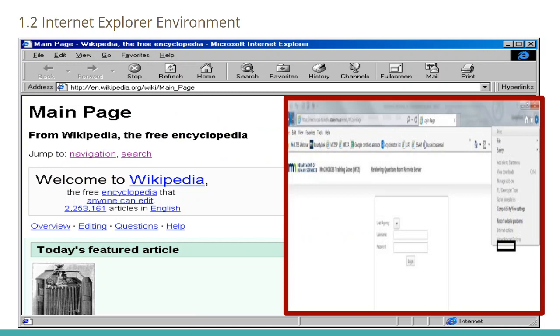Next is the Internet Explorer environment. What does the browser actually contain? For the browser, we have mainly taken the example of Internet Explorer. However, Google Chrome is very common now, but the working is somewhat similar and there might be slight differences, but the main theme or the working remains the same.